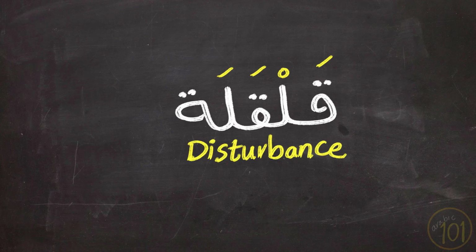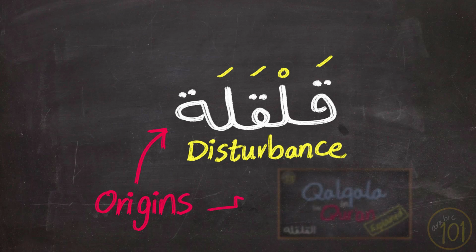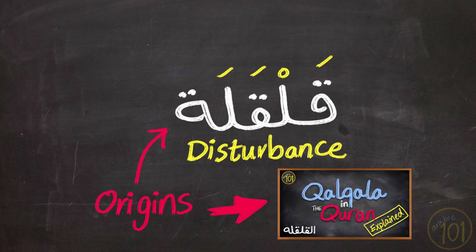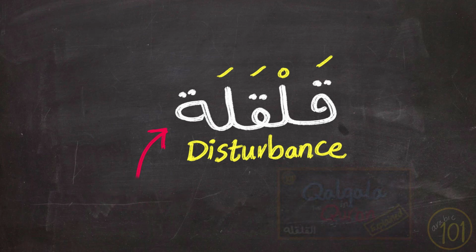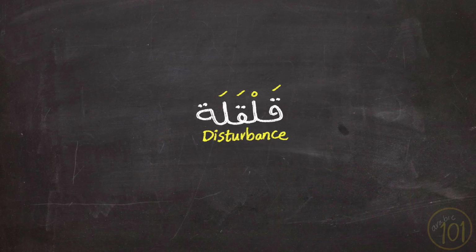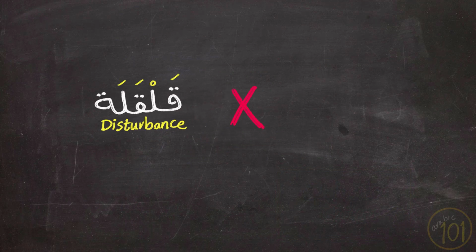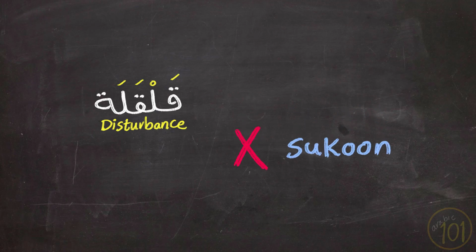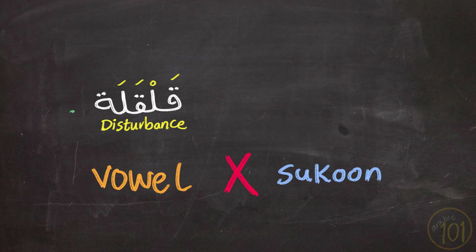And if you want to learn more about the origin of the name Qalqalah, you can have a look at this lesson in which I explained the historical origin of the word and why it is linked to a Tajweed rule. And though Qalqalah means disturbance, it is not the opposite of sukoon, since the opposite of sukoon is movement or a vowel, and Qalqalah is certainly not the same as vowel.